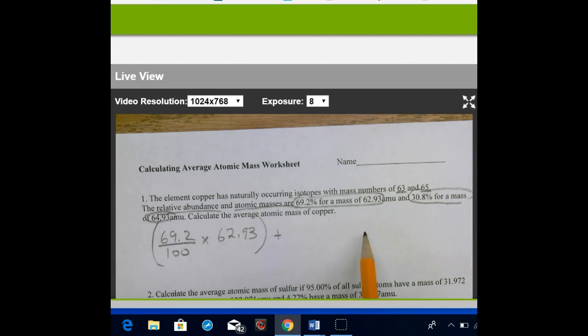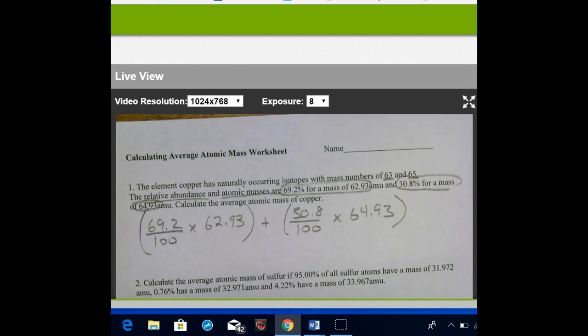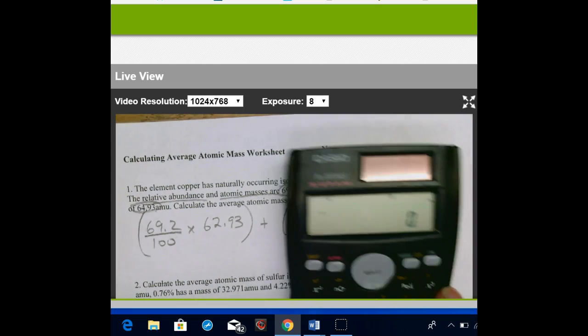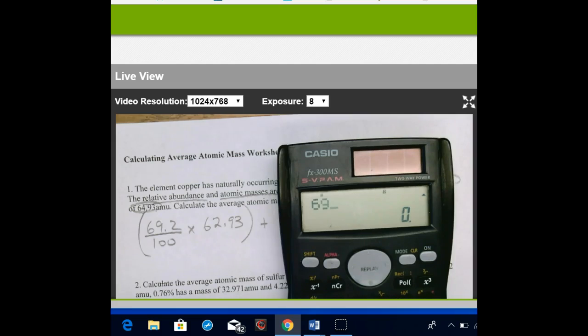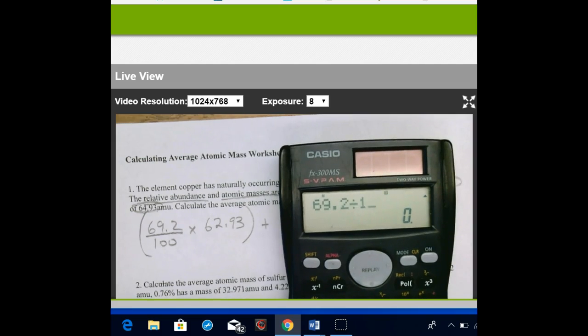Then we're going to add the next isotope, which is 30.8, divide that by 100, and then times it by 64.93. Then we're going to do the math, each one at a time. I'm going to show you the work here. I'm going to do 69.2, divide by 100, and then times it by 62.93.